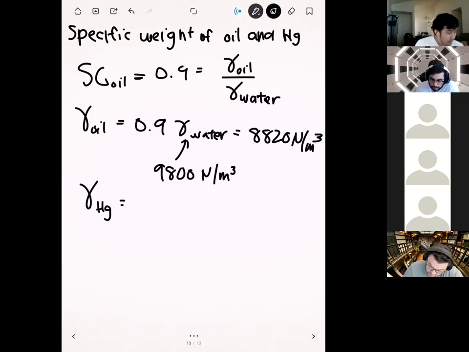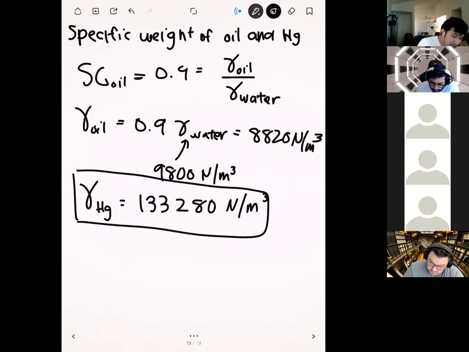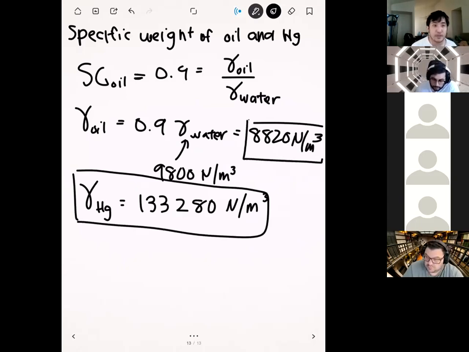And then the specific weight of mercury is 133,280 newtons per meter cubed. So mercury is really, really heavy, and that's why it makes such a great gauge fluid. The nice thing about using a heavy gauge fluid is that the height differences will be small, so it doesn't take up that much space, but it can handle big differences in pressure.